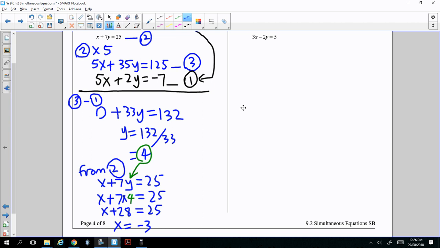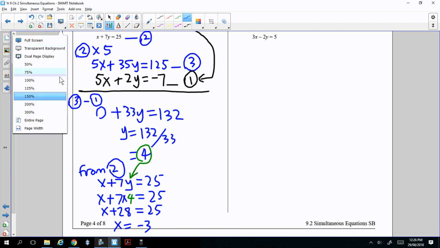All right, try the next one. Next one's a little bit different. You have to change both. This one you have to change both. You're right. All right, let's do this.